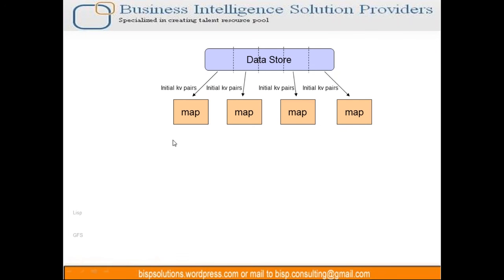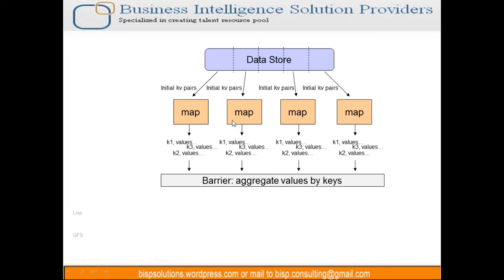Whatever you have in this data, each line will go through a map process. Then this block will also go through a map process, this one also, this one also. So all the blocks will go through the mapping process in parallel. The output of the mapper will be key value pairs.